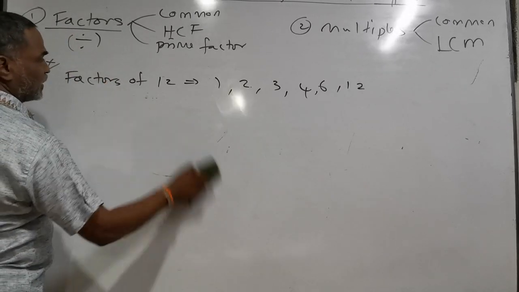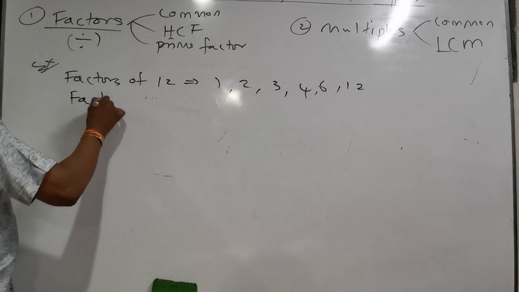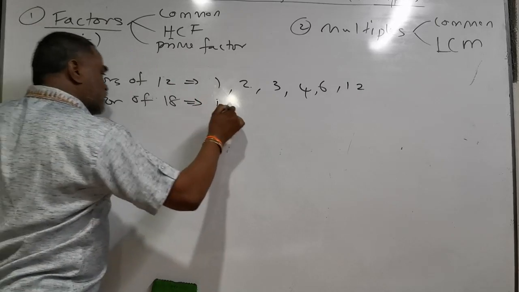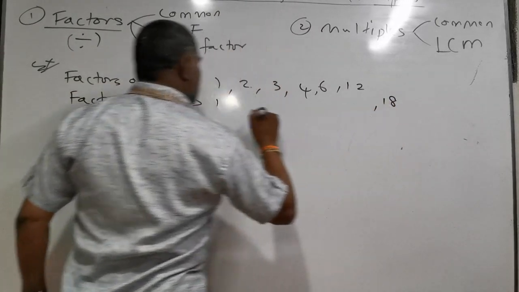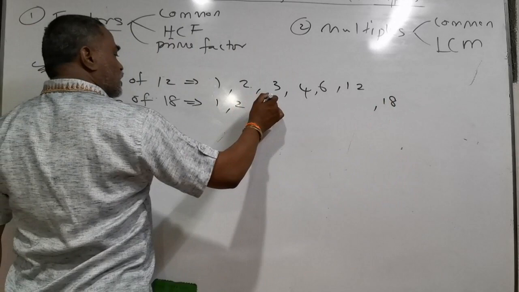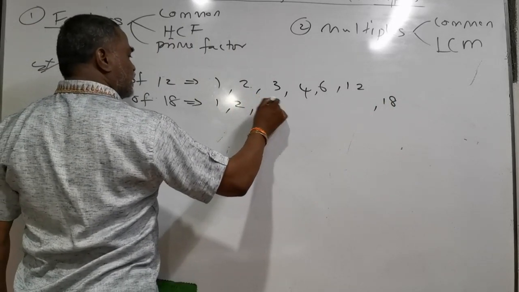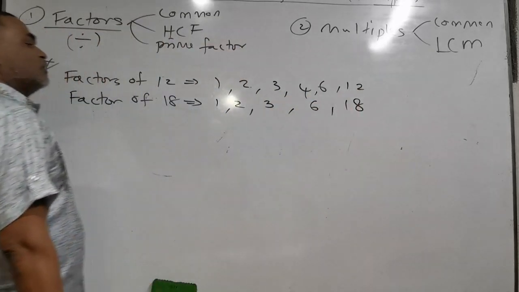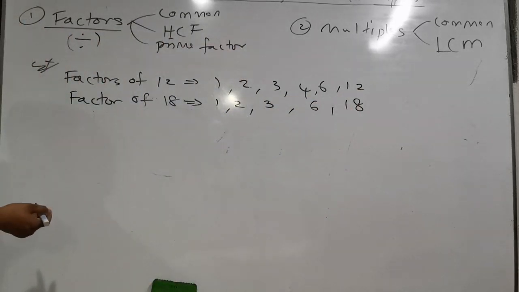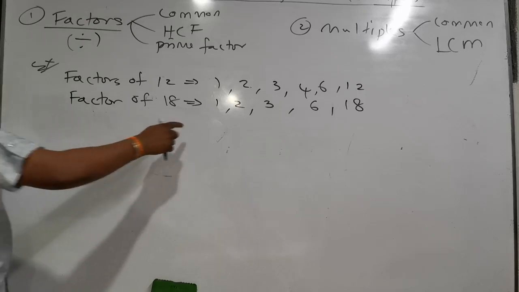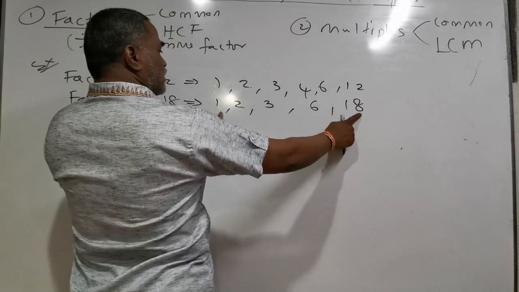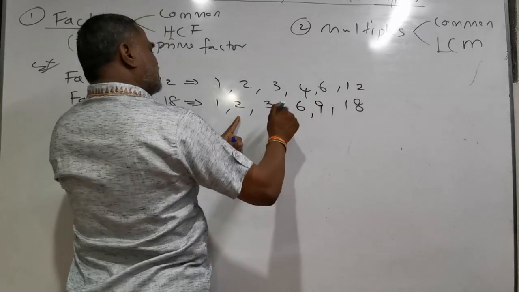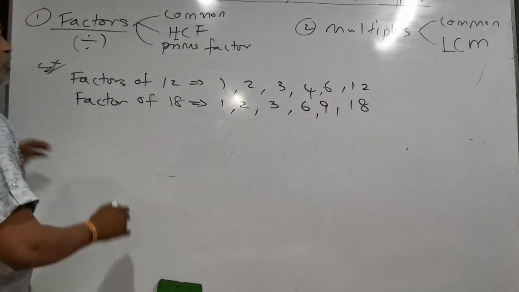Alright? Now this is called the factors of 12. So if I say the factors of 18, what numbers can divide 18? Any factor starts with 1 and ends with itself. Then 2, 3, 6, 18. So this is called factors. 3 times 6 is 18. It is easy to calculate: 1 times 18 is 18, 2 times 9 is 18, 3 times 6 is 18. So these are called factors.